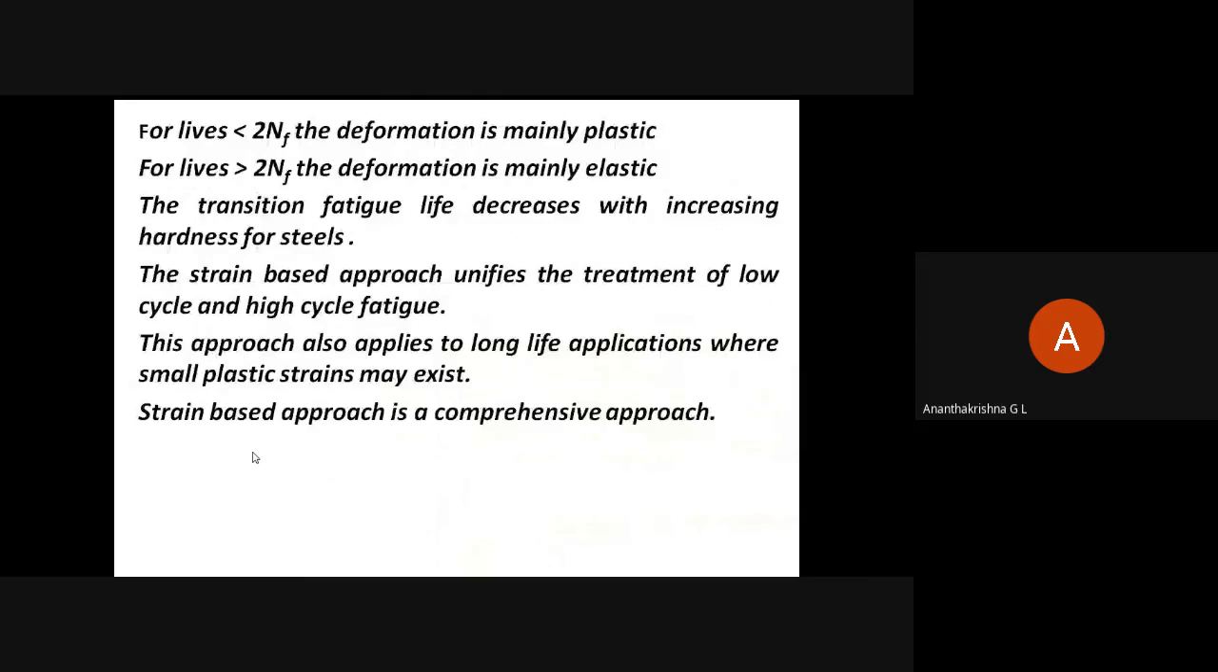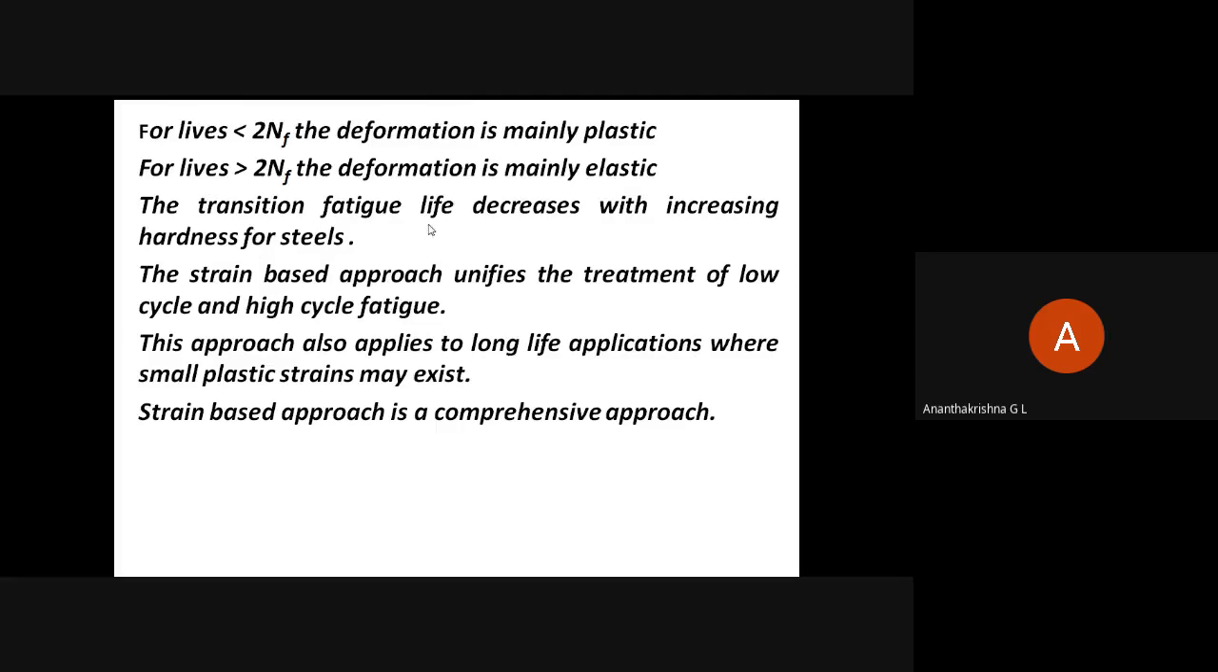Next. Yeah. For lives less than 2NF, the deformation is mainly plastic. That means the failure takes place at a very less number of cycles, less than 2NF. For lives greater than 2NF, deformation is mainly what? Elastic. Okay, because it withstands larger number of cycles. So this is the difference between plastic and elastic strains.